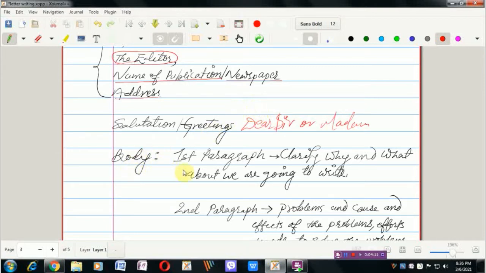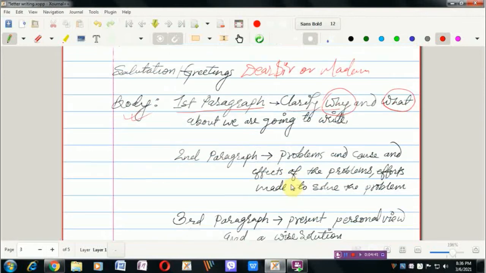Then comes the body of your letter. In the first paragraph, you have to clarify why you are writing this letter. You have to write down the purpose of writing, why and what you are writing. What is the purpose of writing the letter to the editor? You have to mention this in the first paragraph.